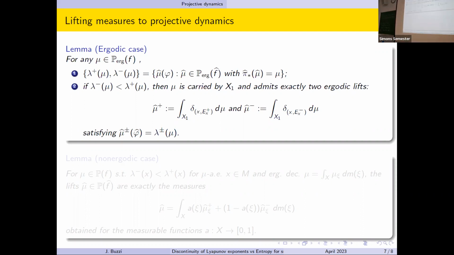So now, this is the case where we have distinct exponents. Now consider the two measures defined here. What I am saying is that in this case, mu is ergodic. So this tells me that mu is carried by the set X sharp from Oseledets' theorem. Therefore, almost everywhere I have this function E plus of X and E minus of X.